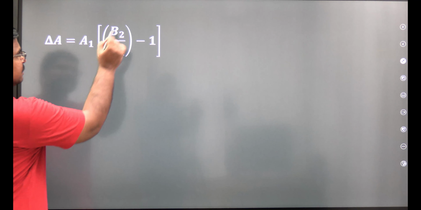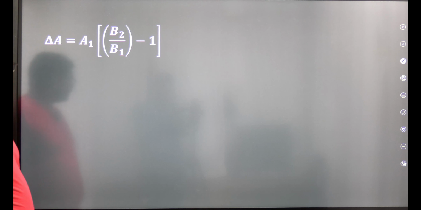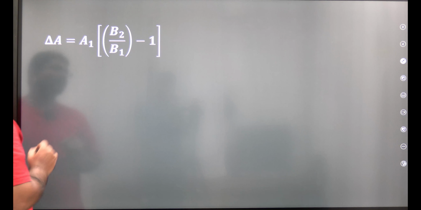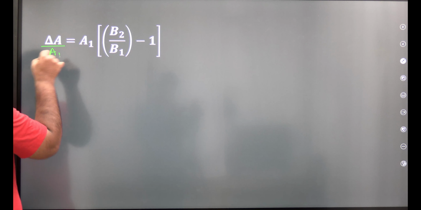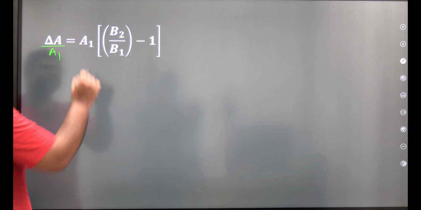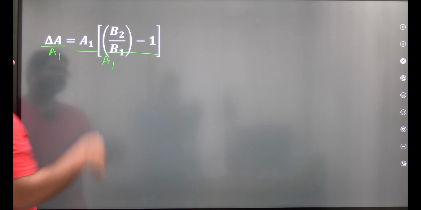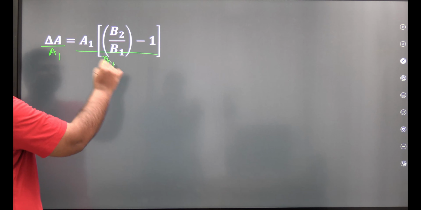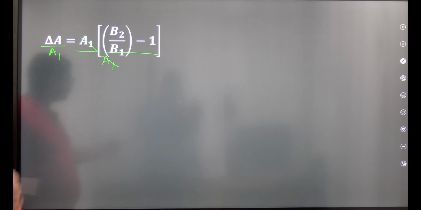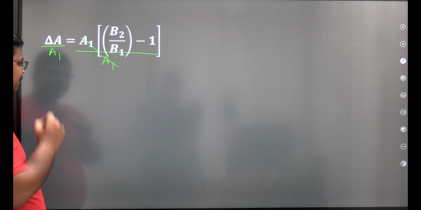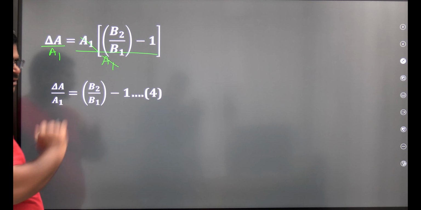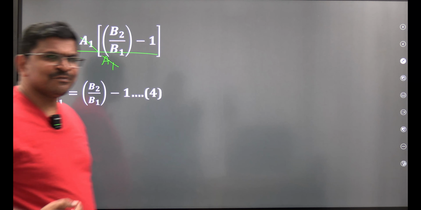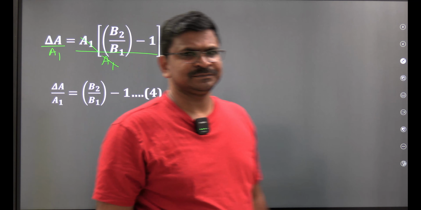Now let me come to here. Delta A equals A1 times (B2 by B1 minus 1). If I compare delta A with A1, how do we compare? Simply, for comparison we need to take the ratio. With the same A1, what do you get here? A1 cancelled, and you are left with delta A by A1 equal to B2 by B1 minus 1. This is the fourth level application. We call this one the fractional change.